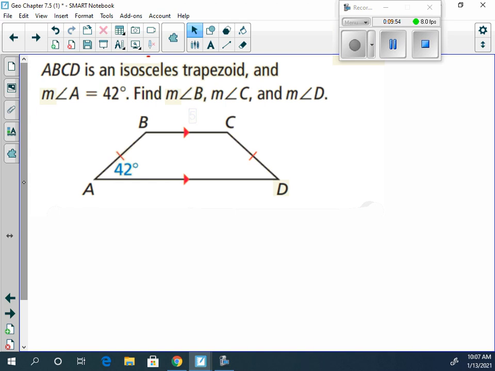All right, let's look at this one here. We want to find the missing angles, and we know that angle A is 42 degrees. We also know that it's an isosceles trapezoid. So what other angles do we know? What is D? 42, because the base angles are congruent. Okay. Where can we go from here?